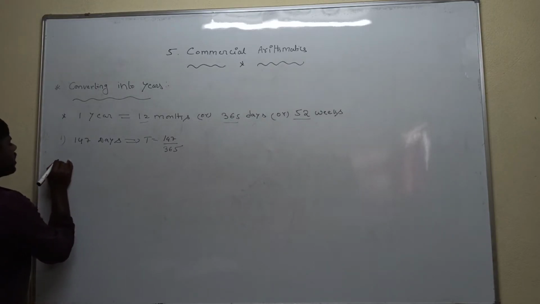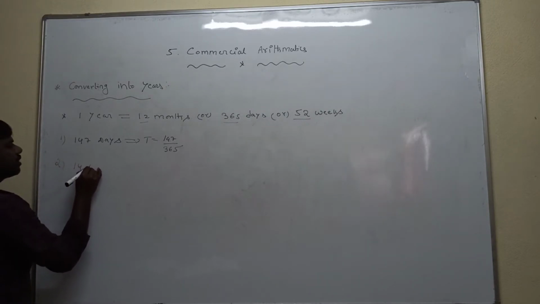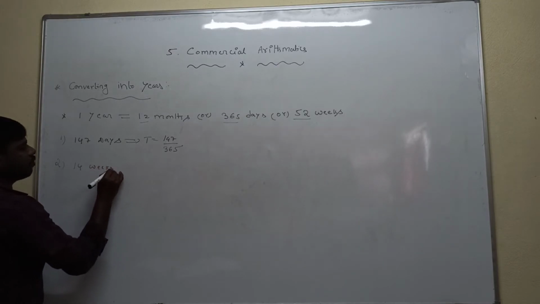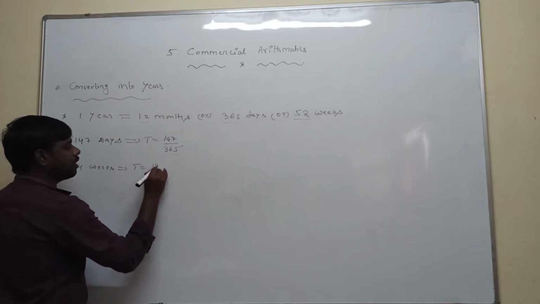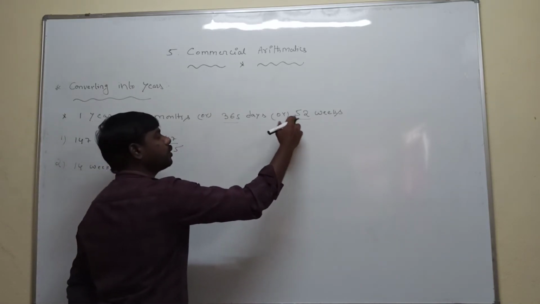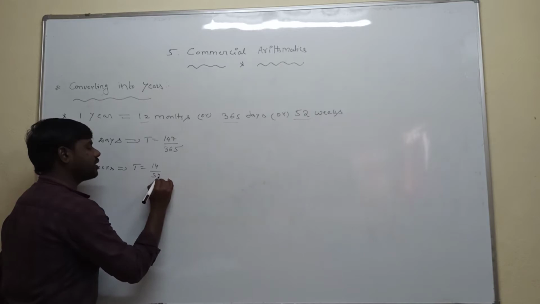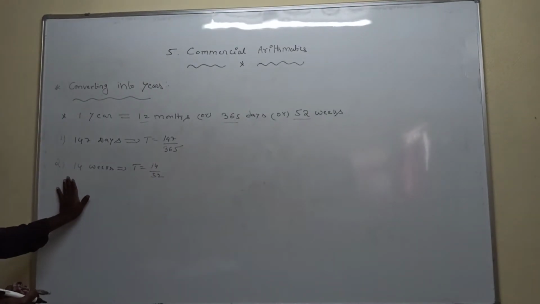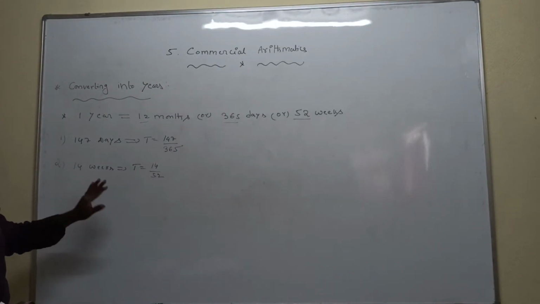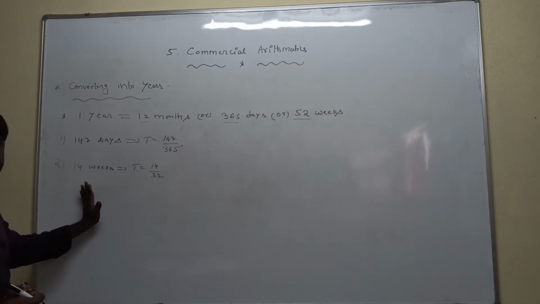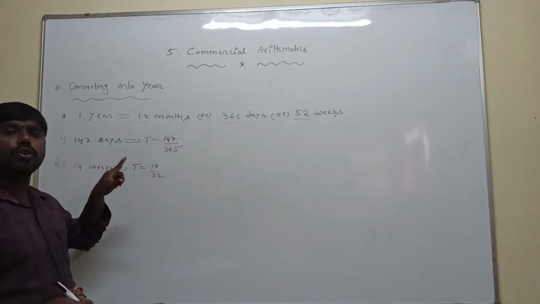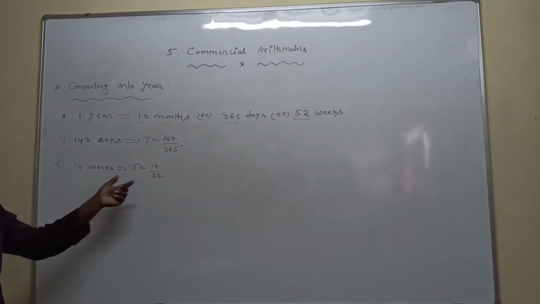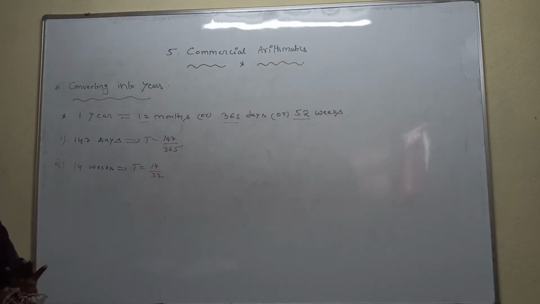Next, the second one, you are taking 14 weeks. What is the time period? 14 weeks divided by the number of weeks per 1 year, totally 52 weeks. So 14 weeks or 13 weeks or 6 weeks, any given weeks, to convert to the year, we divide the given weeks by total weeks, means 14 divided by 52.